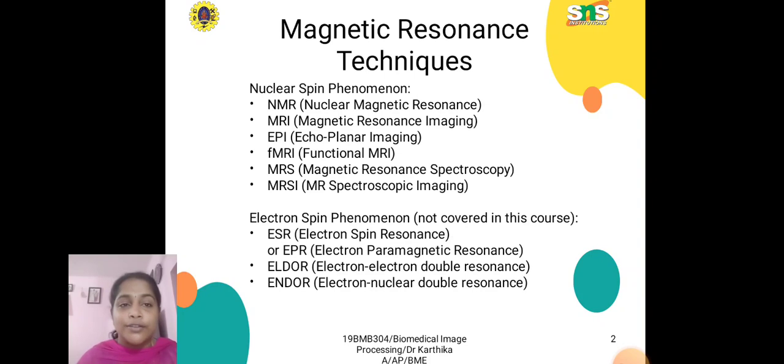here in nuclear spin we have NMR, that is nuclear magnetic resonance imaging, echoplanar imaging, functional MRI, magnetic resonance spectroscopy, MR spectroscopic imaging. Coming to the electron spin phenomenon, we have ESR or EPR, electron spin resonance, electron paramagnetic resonance, and we have ELDOR, electron double resonance, and ENDOR, electron nuclear double resonance.